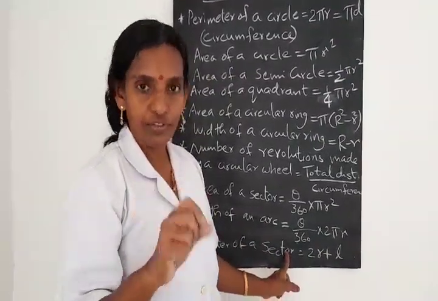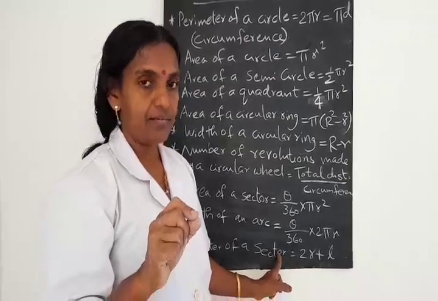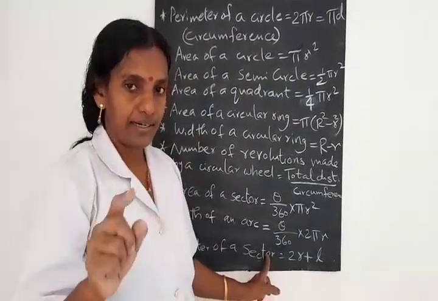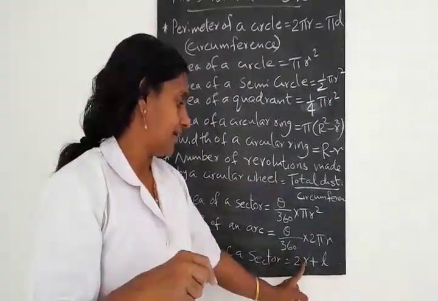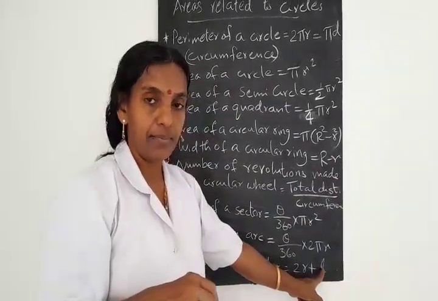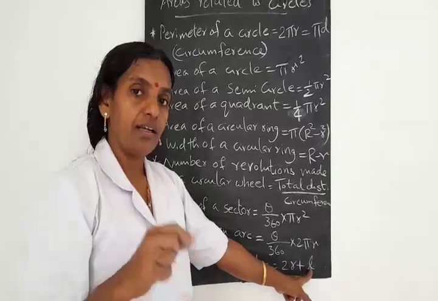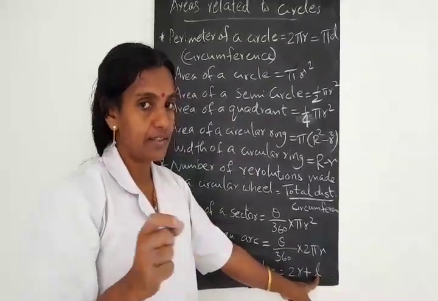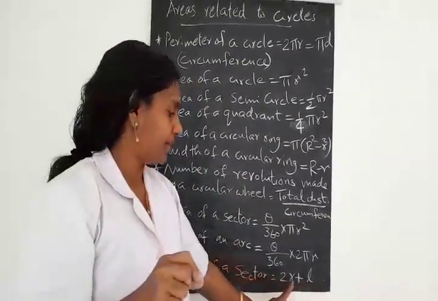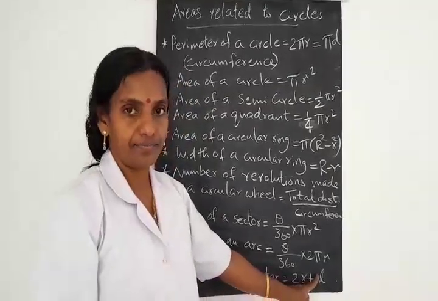Next, perimeter of a sector. Perimeter means total length of the boundary of the sector, means 2r, radius twice, plus arc length, that is 2r plus L. L means arc length, the length of the arc. The formula is theta by 360 into 2 pi r. Okay, so 2r plus L.